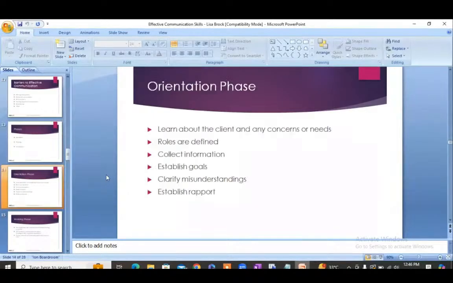The orientation phase we have already discussed, in a definitional way. Now we will talk about it in bullet points. Orientation phase means learning about the client and any concerns or needs. Roles are defined, information is collected, goals are established, and understanding is clarified. In the last step, we establish rapport. These are all the points of the orientation phase you can consider. So you are pretty clear about that now. Got it?